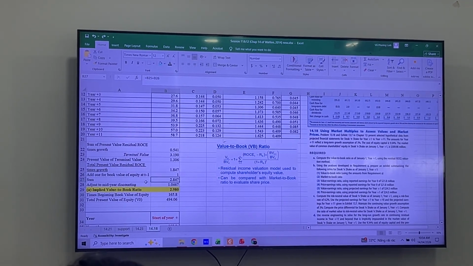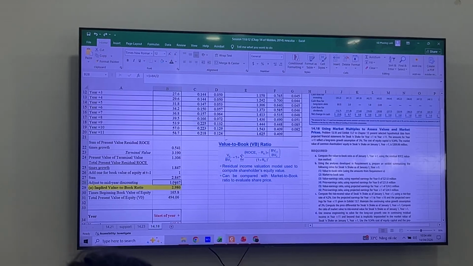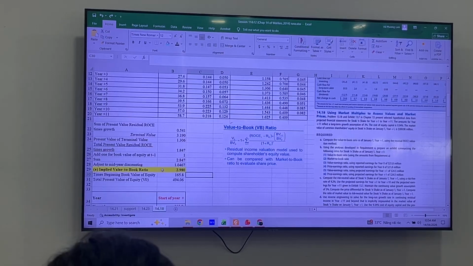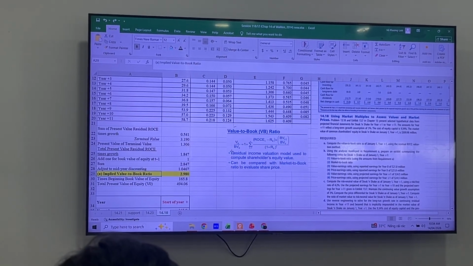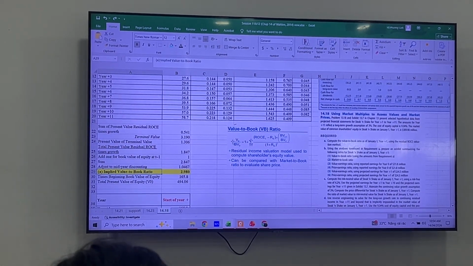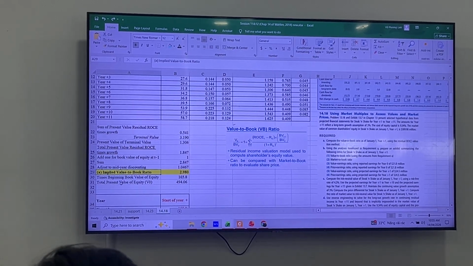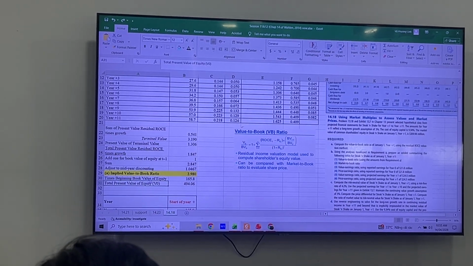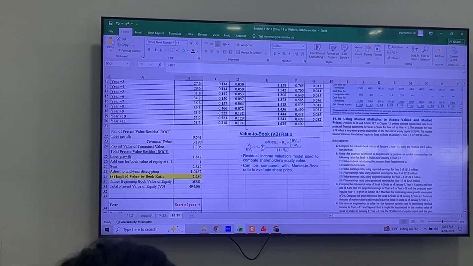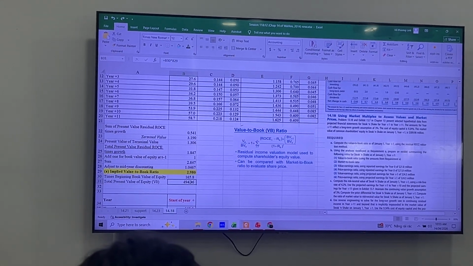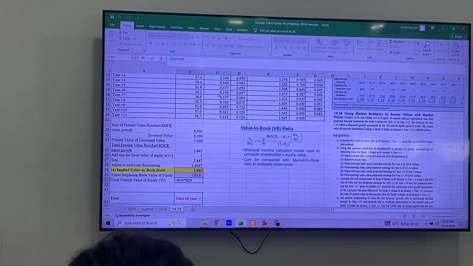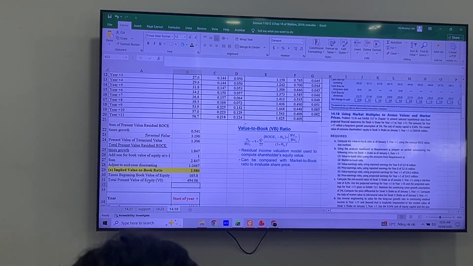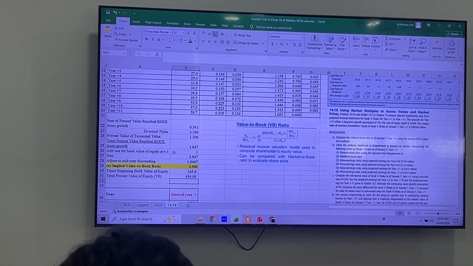Now we need to adjust for mid-year discounting in case the question requires it. Sometimes the question does not require you to do so; you can ignore it. So this is how we determine the implied value to book ratio, which is V0 over B0. Okay, now to get the present value of equity for the firm, or estimated equity value, what do we do? Alright, we have the B0 in our question, so we can get V0 easily by taking that ratio and multiplying with B0. This is how we get the estimated equity value. Step by step, okay? Right?